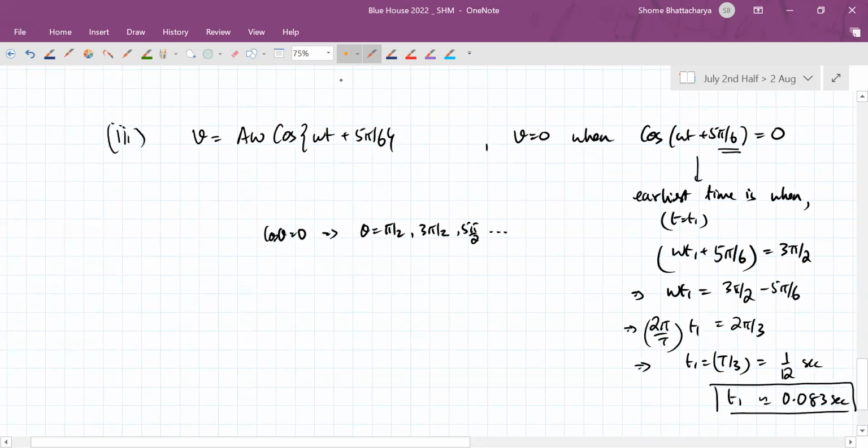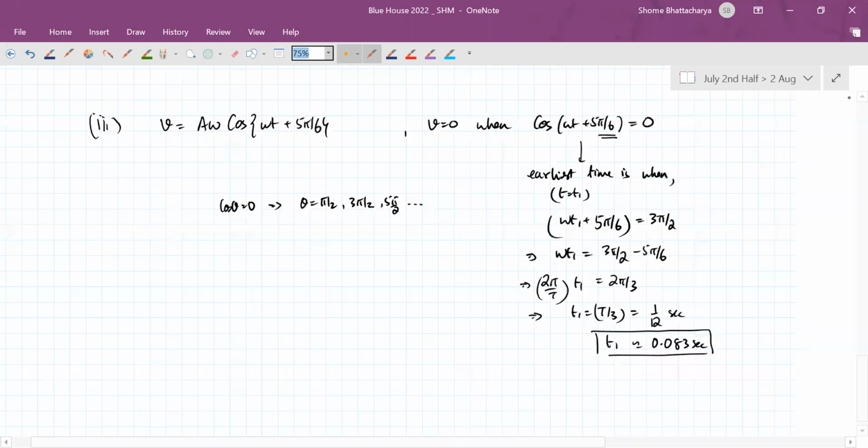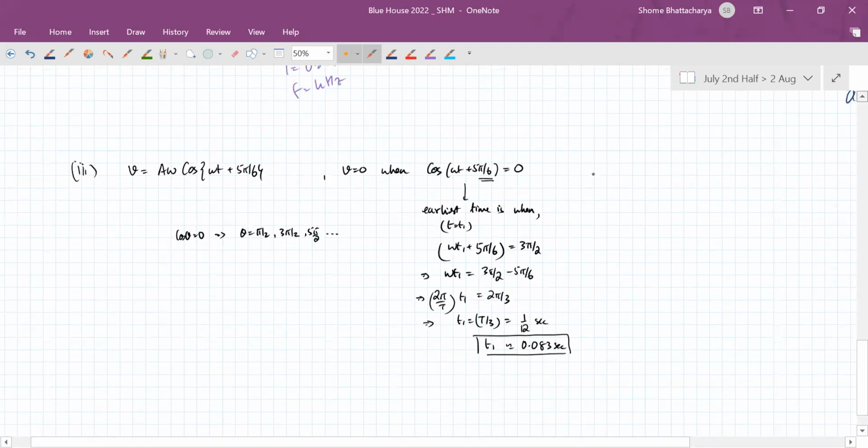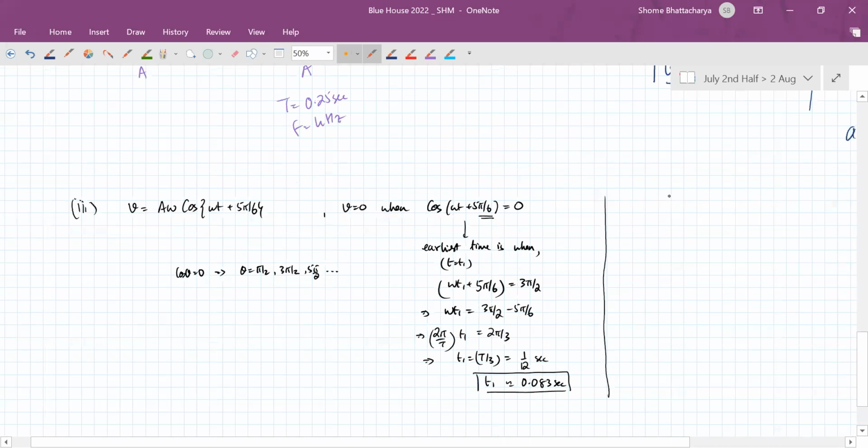Okay. You can also understand this visually. Alternatively, you can also understand that a particle in SHM is at rest when it is at extreme position, plus minus a. So here x was a sine(omega t plus 5 pi by 6).